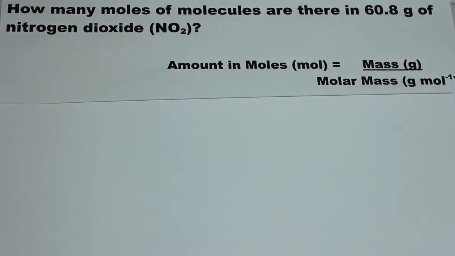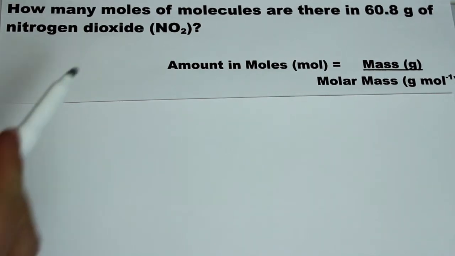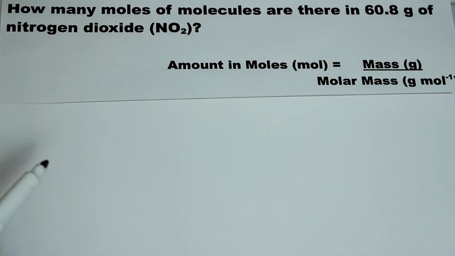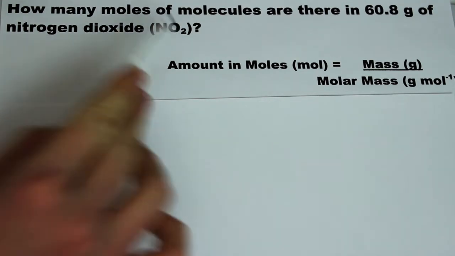Now the molar mass is the mass of 1 mole of a chemical substance, and it is this that we must figure out first. Okay, so what is the molar mass of nitrogen dioxide? Well, to work that out, we must consider the relative atomic masses of nitrogen and oxygen. So, according to the chemical formula of nitrogen dioxide, we have 1 nitrogen and 2 oxygens.